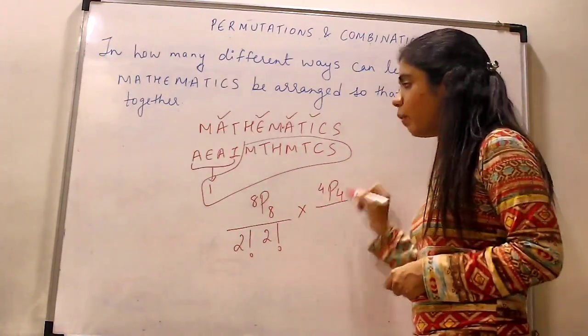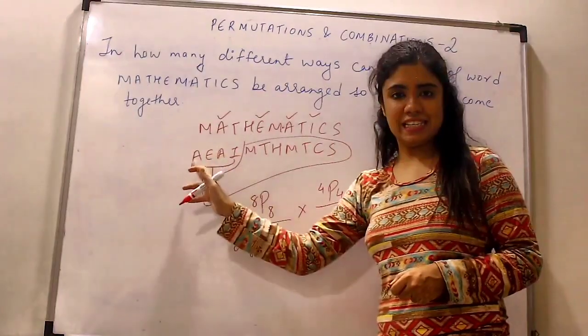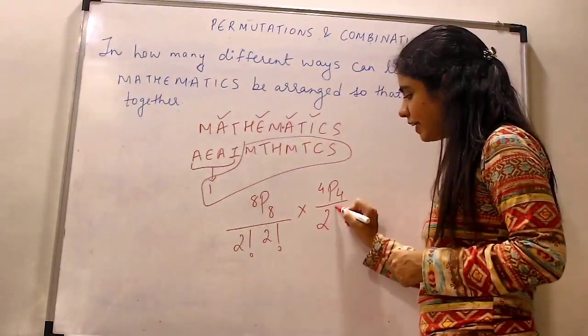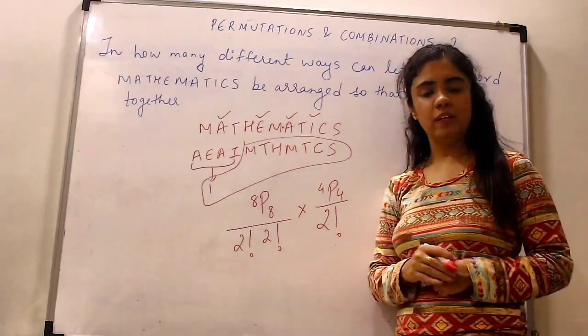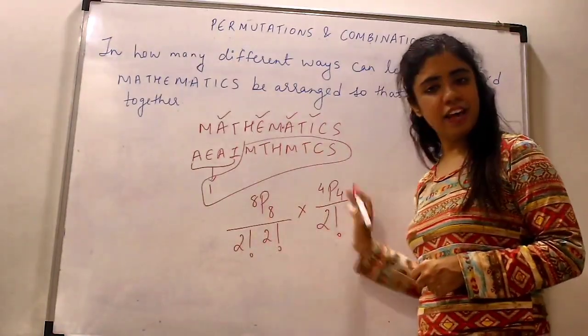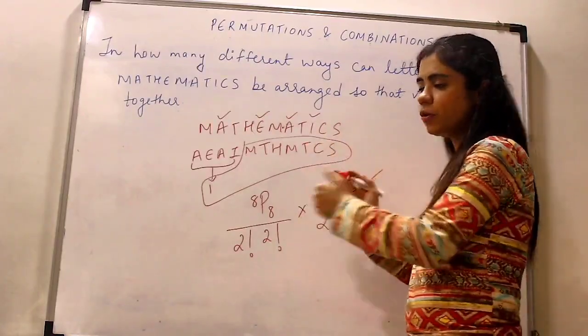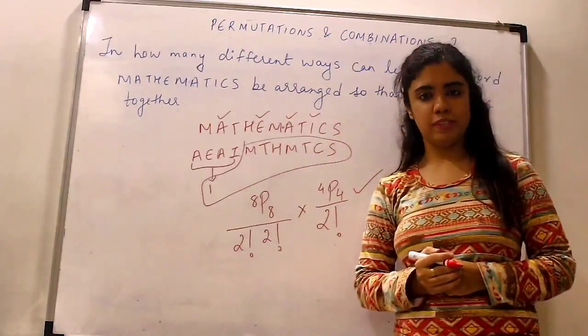Okay? Upon, you have 2 A's. You have A's getting repeated twice. So I will again divide this by 2 factorial. So this entire value becomes my solution. So this is how you're going to tackle such kind of problems.